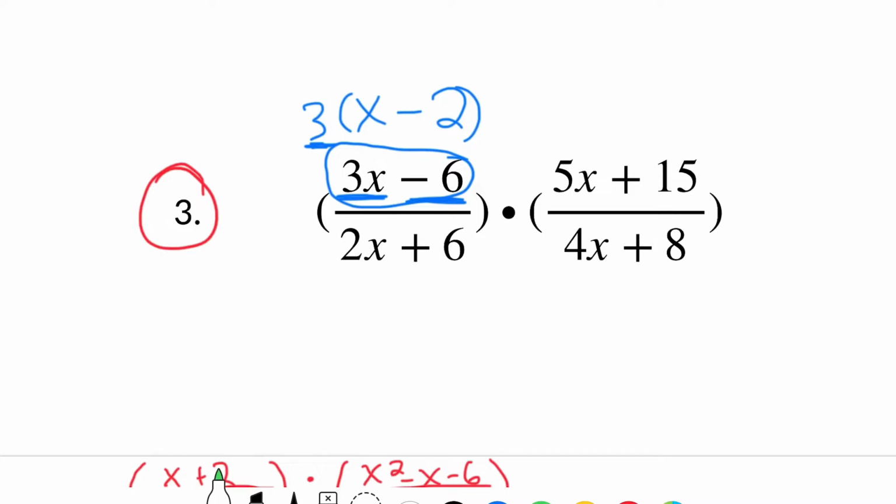Our next part is our 5x plus 15. The terms that we're looking at for our GCF are 5x and 15. So our GCF is 5. Each term divided by our GCF gives us x plus 3.